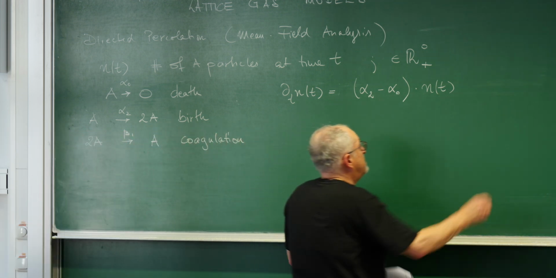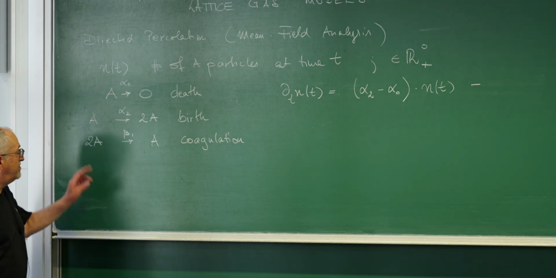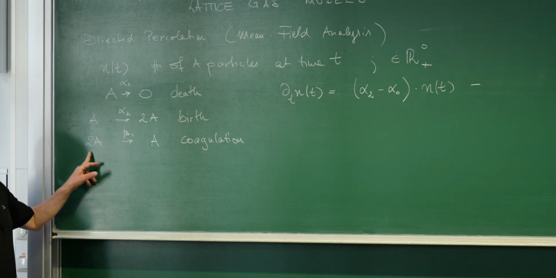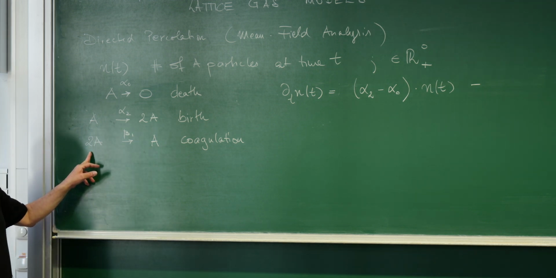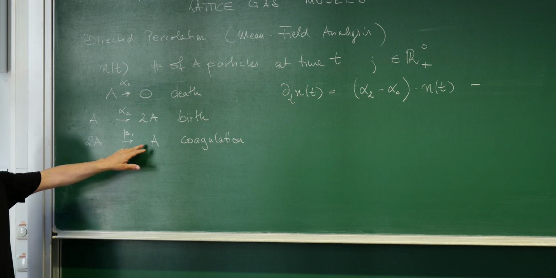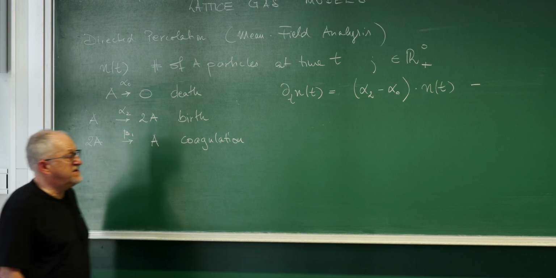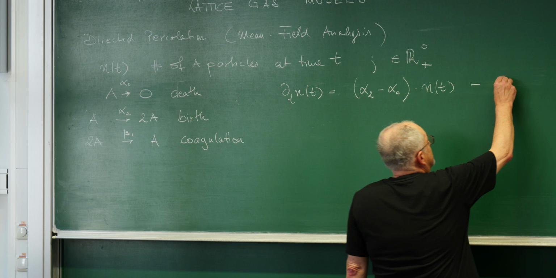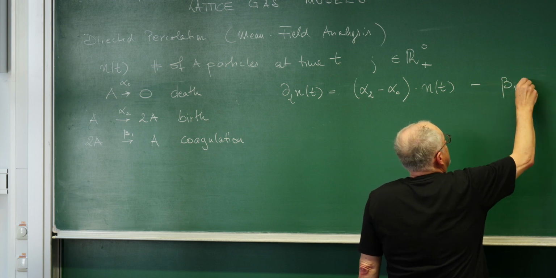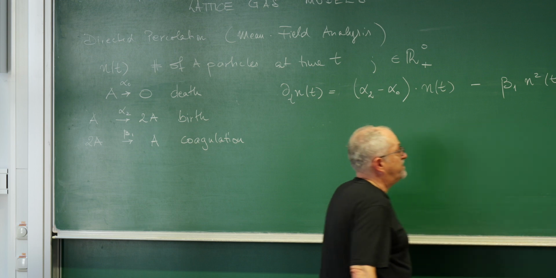On top of that, there is a process that penalizes the presence of too many particles. And this happens if two come together. That's proportional to the density squared. And then you reduce by rate beta 1 to 1 less. So that's minus the rate times n squared of t.